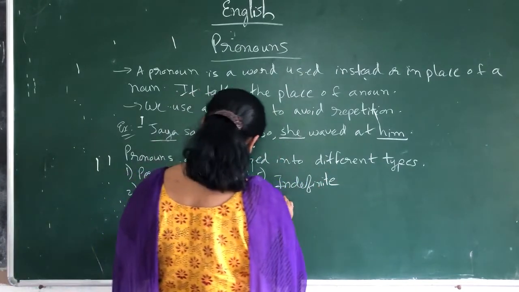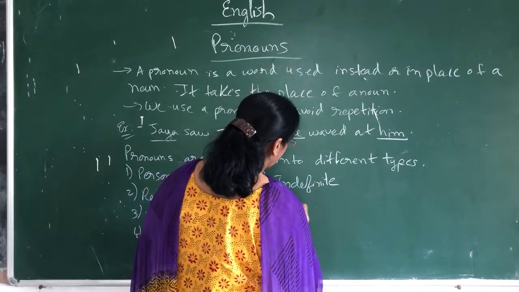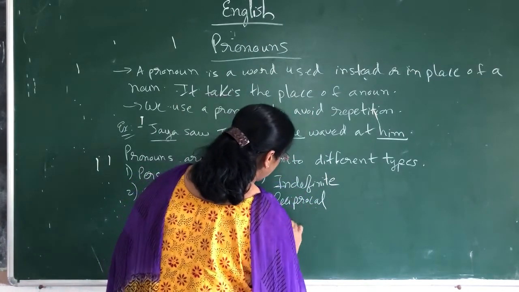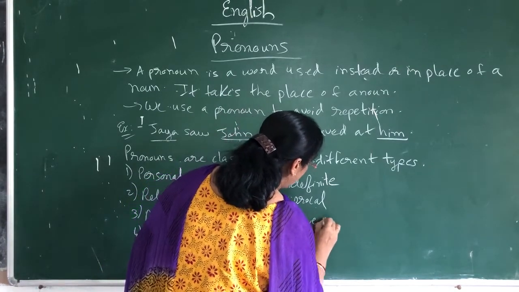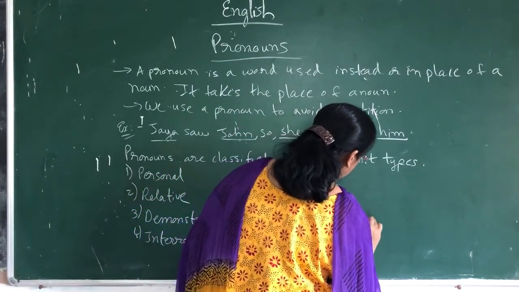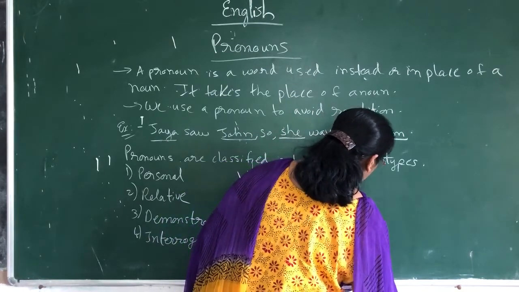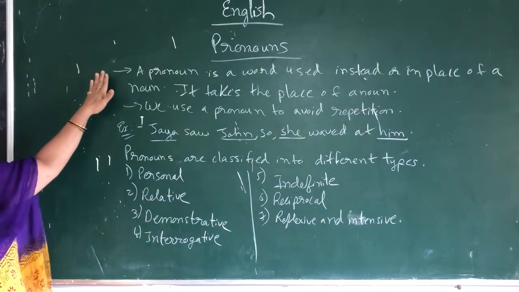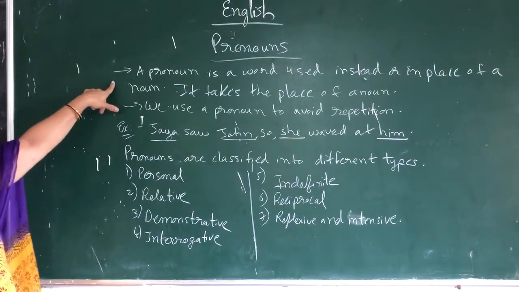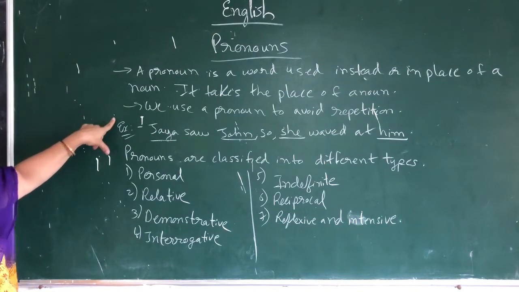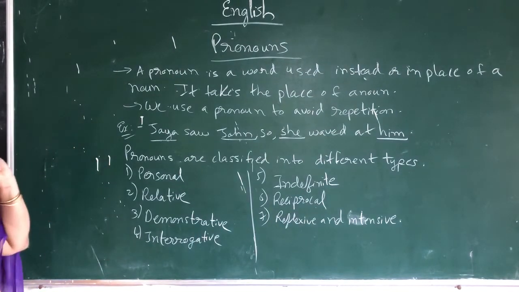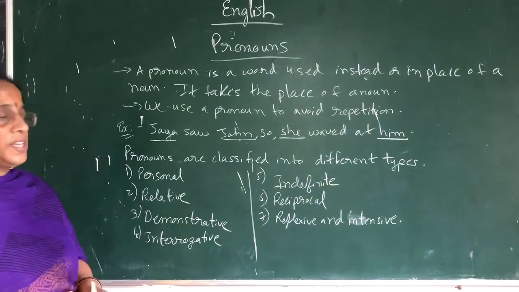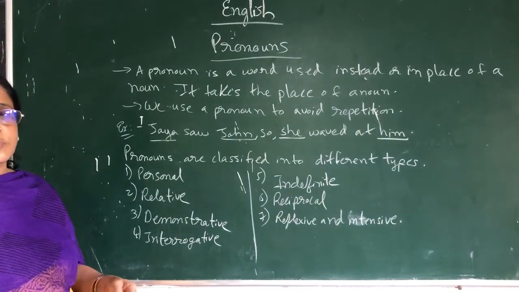Sixth one is reciprocal pronoun. And seventh and eighth we can say here are reflexive and intensive pronoun. So you can make a note of this. You can just note down these points: the definition, why we use pronouns, examples, and the different kinds of pronouns. We will see in detail why and how they are used.